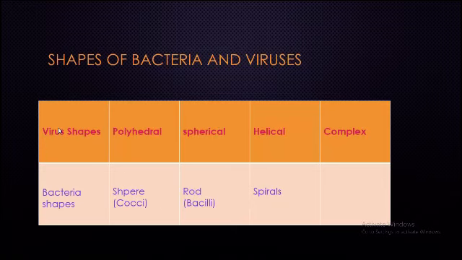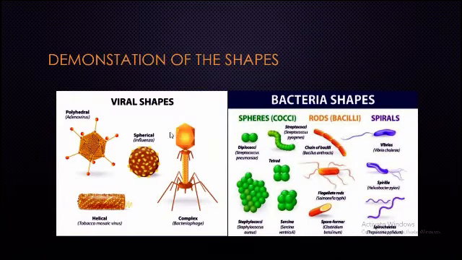Then we have the shape of bacteria and viruses. The virus shapes: polyhedral, spherical, helical, and complex. While the bacteria shapes: sphere, which is sometimes called cocci, rod, which is sometimes called bacilli, and spirals.